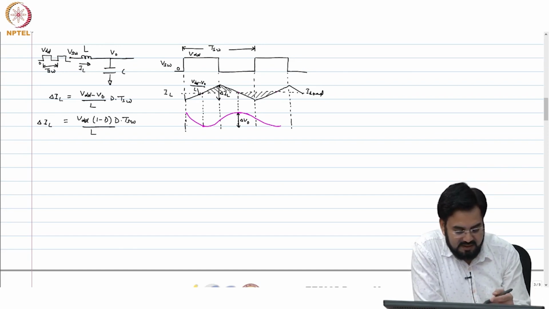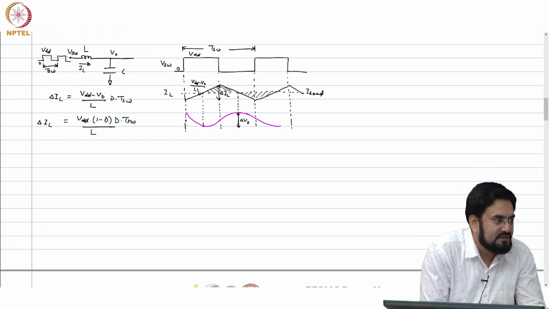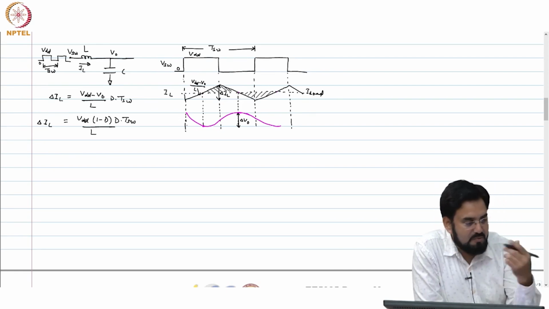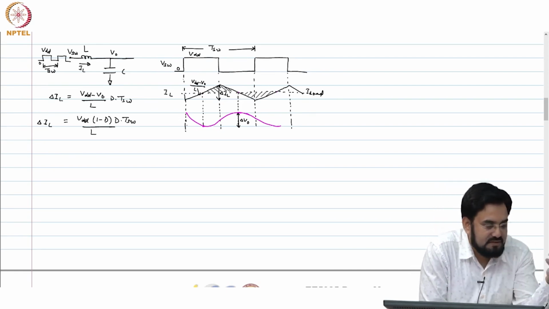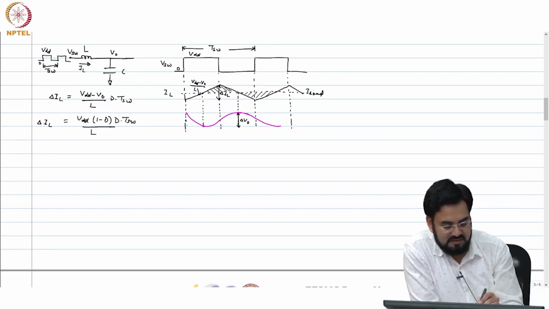And I know that if I want to find the integral of this curve, I simply have to take the area. I know how much charge I am dumping, so the area of this current curve will be nothing but your charge. How much charge you are dumping or drawing can simply be found by the area of this triangle. From here to here, this is the amount of charge.